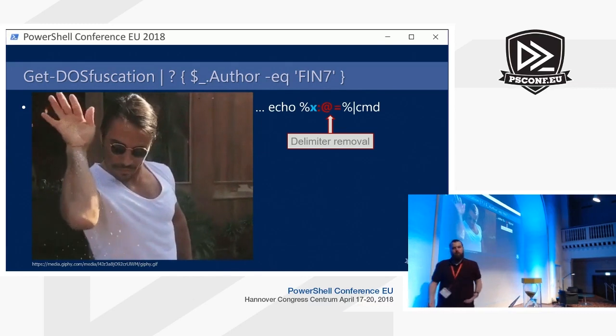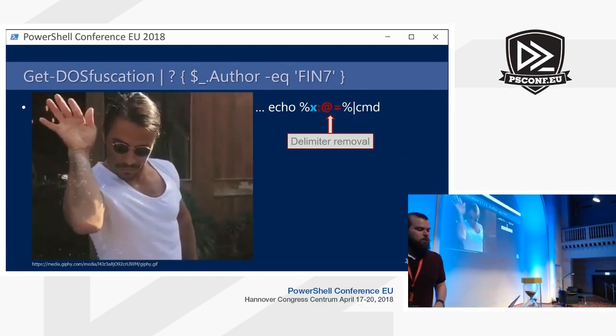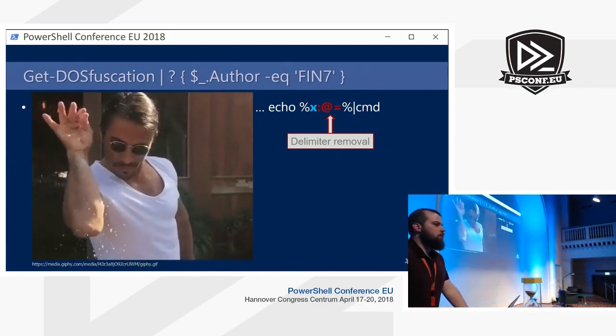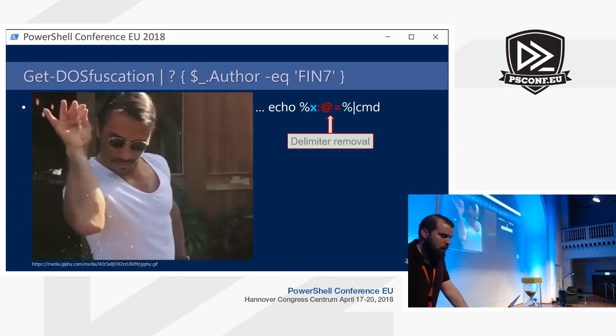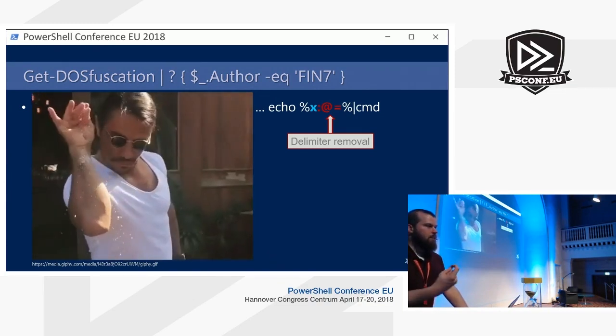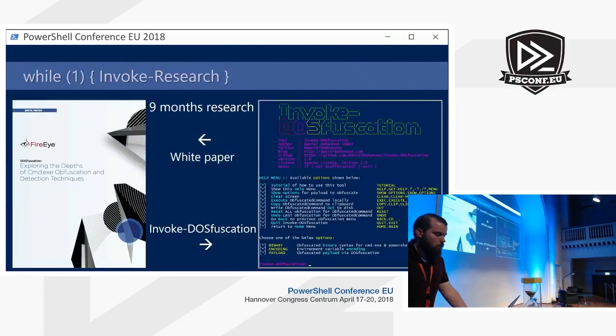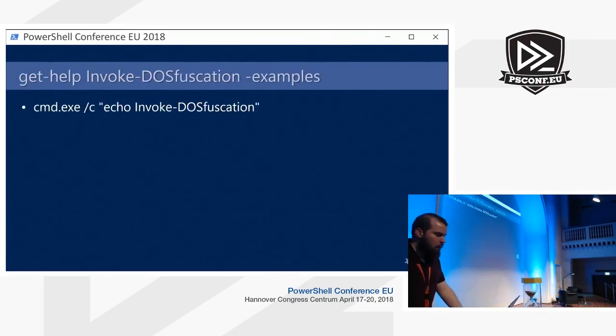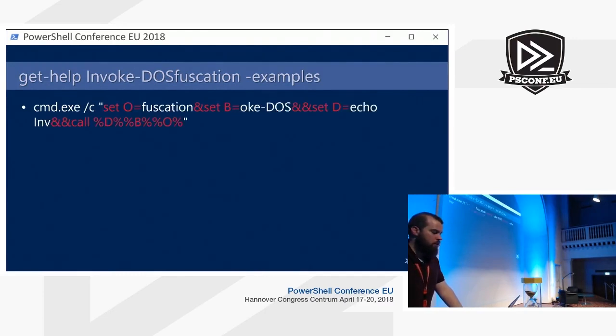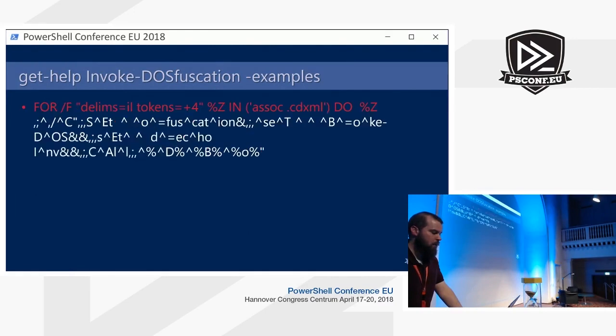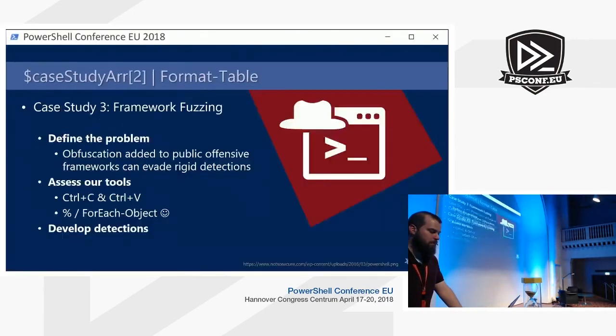So at that point, this was 10 months ago, I started a 9-month stretch of research on cmd.exe obfuscation so that I could figure out how to detect the things that we've never seen used in the wild before. Just last month, I released this white paper on this topic and also this tool called Invoke-DOSfuscation, where you can basically take any arbitrary command and do stuff like that, and it still executes just fine.